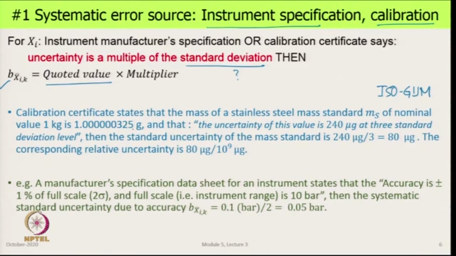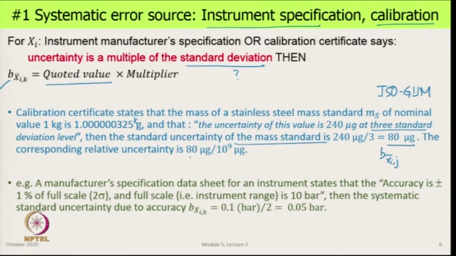Sorry, this will be kg, and the uncertainty of this value is 240 micrograms at 3 standard deviation level. That means the standard deviation of the mass standard is 240 micrograms divided by 3, since the 3 sigma level has been told to us. We assume this is a normal distribution. So, we divide by that and we get 80 micrograms. So, this is B x i comma j if such a statement were given to us by the manufacturer.